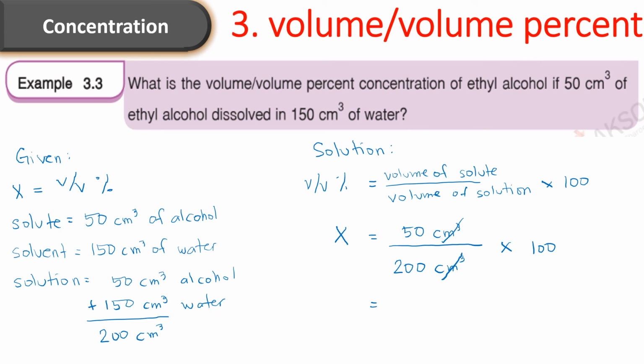So we have now 50 divided by your 200, and you will get 0.25 multiplied by 100. So 0.25 times 100, you will have 25%. So this is the volume over volume percent concentration of your ethyl alcohol, which is 25%.